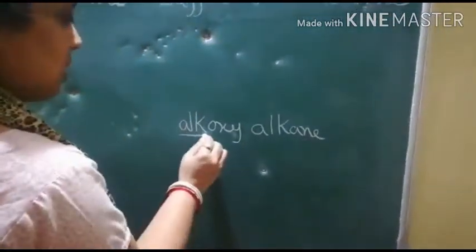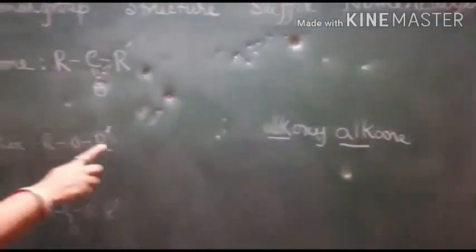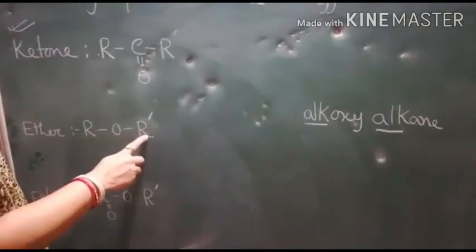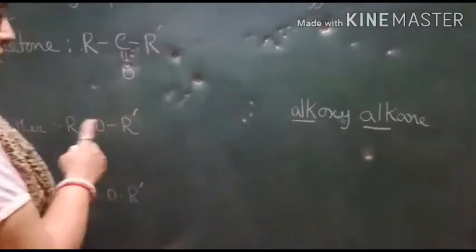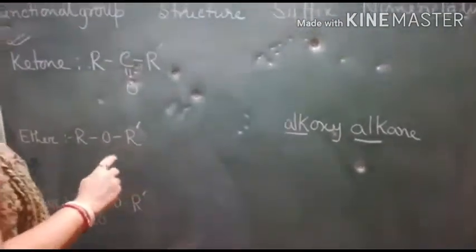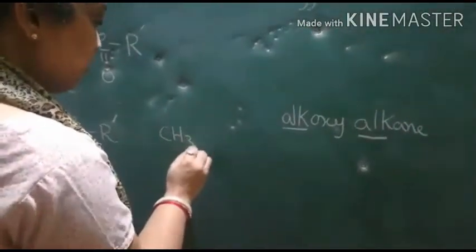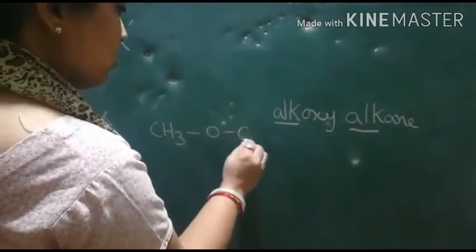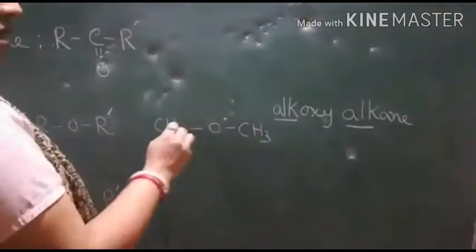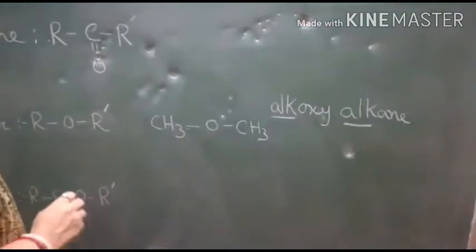See here, two alkyl groups. Why? Because two R groups are there. Now if I consider this as carbon, this is one, and this is another carbon. Both are different because they are separated by one oxygen. It is not a carbon chain. So the structure I am writing is CH3OCH3. Both are CH3, but we cannot write it as ethane, because these two carbons are separated by one oxygen group.